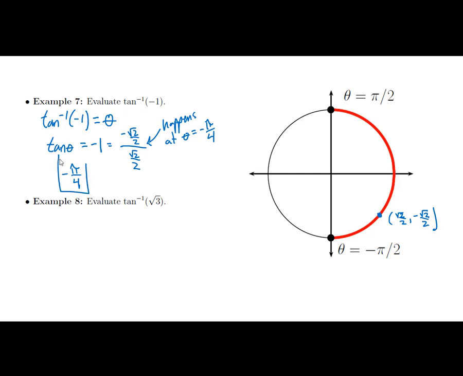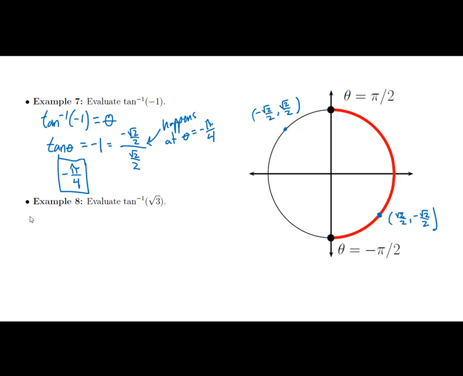Is there another place on the unit circle where the sine and the cosine, or the x and the y, are the same absolute value but different signs? Sure, it happens up here. However, the reason that's not our answer is because we restricted the tangent to negative pi over 2 to pi over 2, and so tan inverse is only going to spit out values between negative pi over 2 and pi over 2.